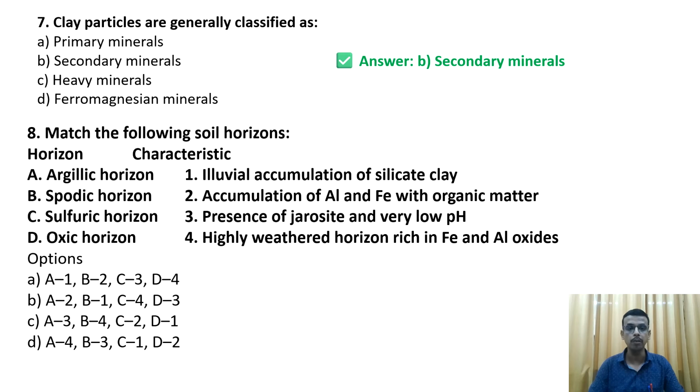Sulfuric horizon, from the name itself you understand sulfuric acid, so acidity will be there, and there will be presence of mottles of jarosite and very low pH. Sulfuric means low pH, acidic. And oxic horizon is the highly weathered condition, always denoted as oxic. It is a highly weathered horizon rich in iron and aluminium oxides. So the answer is A1, B2, C3, and D4.